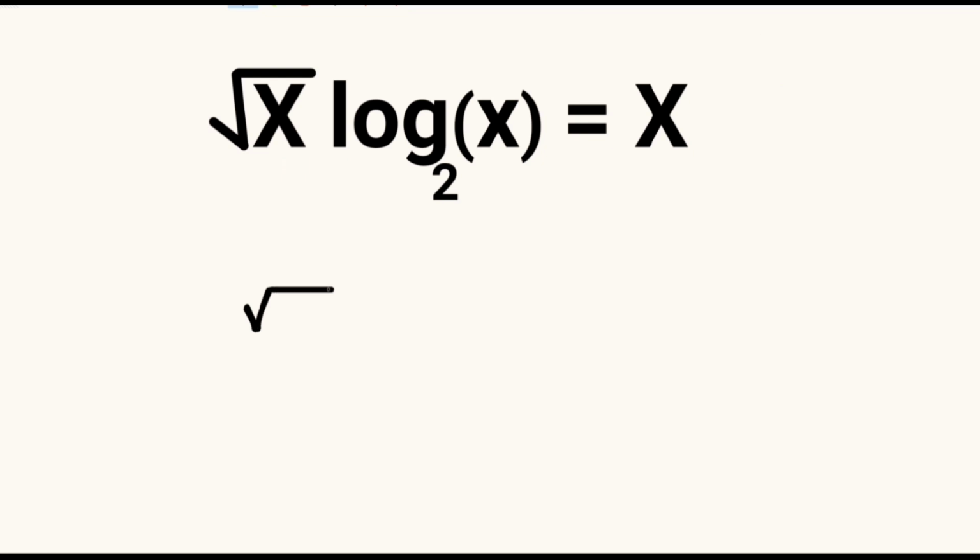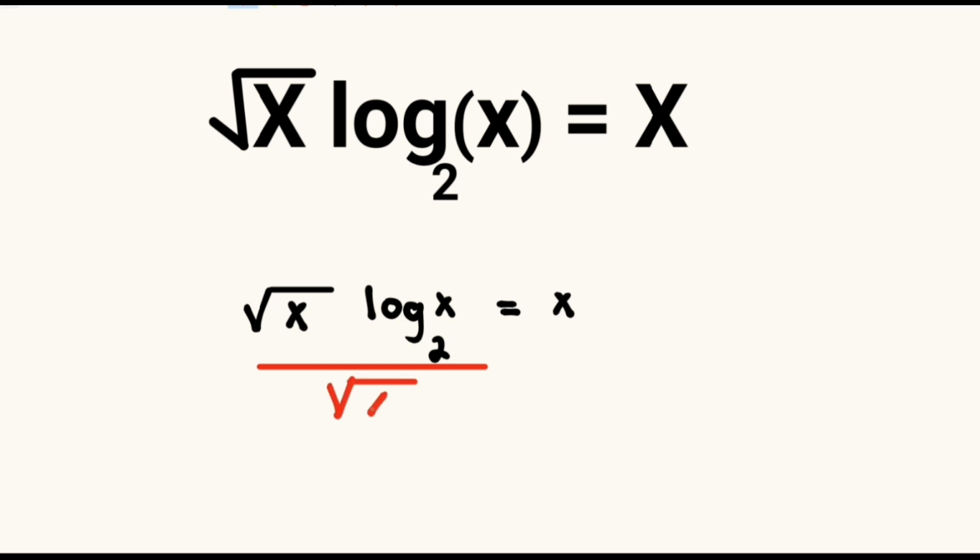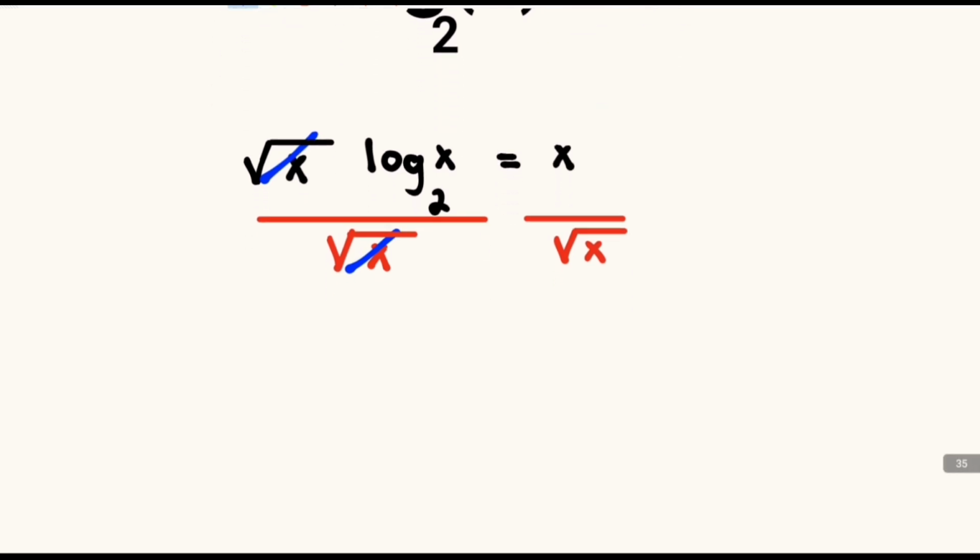We have the square root of x multiplied by the log of x base 2, and it equals x. We divide both sides of our equation by the square root of x, and the square root of x divided by the square root of x equals 1, and we'll be left with the log of x base 2, which will equal x divided by the square root of x.